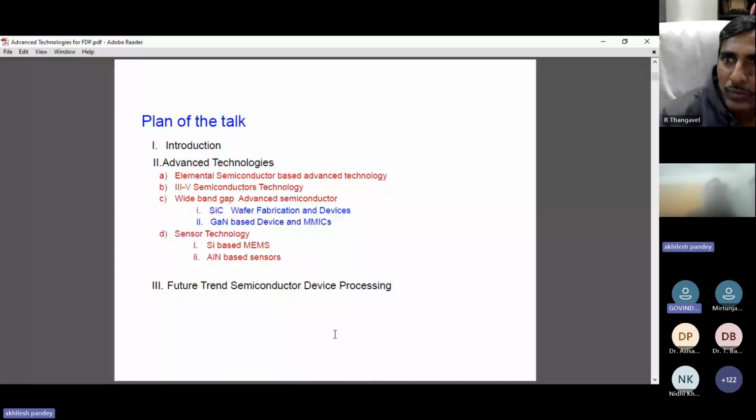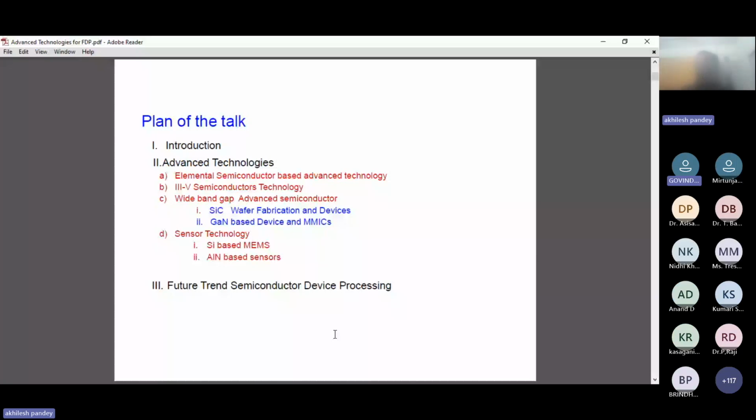and devices. And then I will explain about the elemental semiconductor-based advanced technology, in which I will slightly touch about the silicon technology, that is the elemental silicon germanium. Then I will go for the 3-5 semiconductor technology, in which compound semiconductor using gallium arsenide, gallium nitride, and indium phosphide based some technological advancement I will explain.